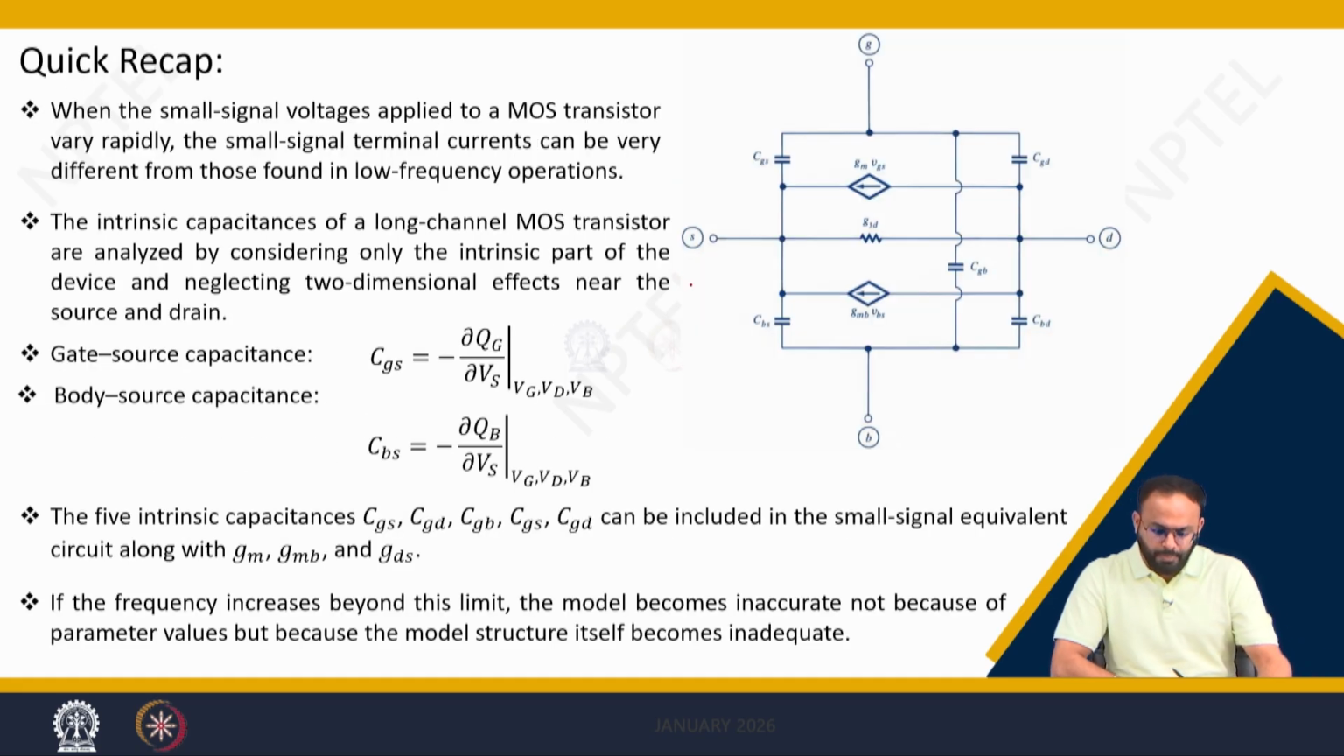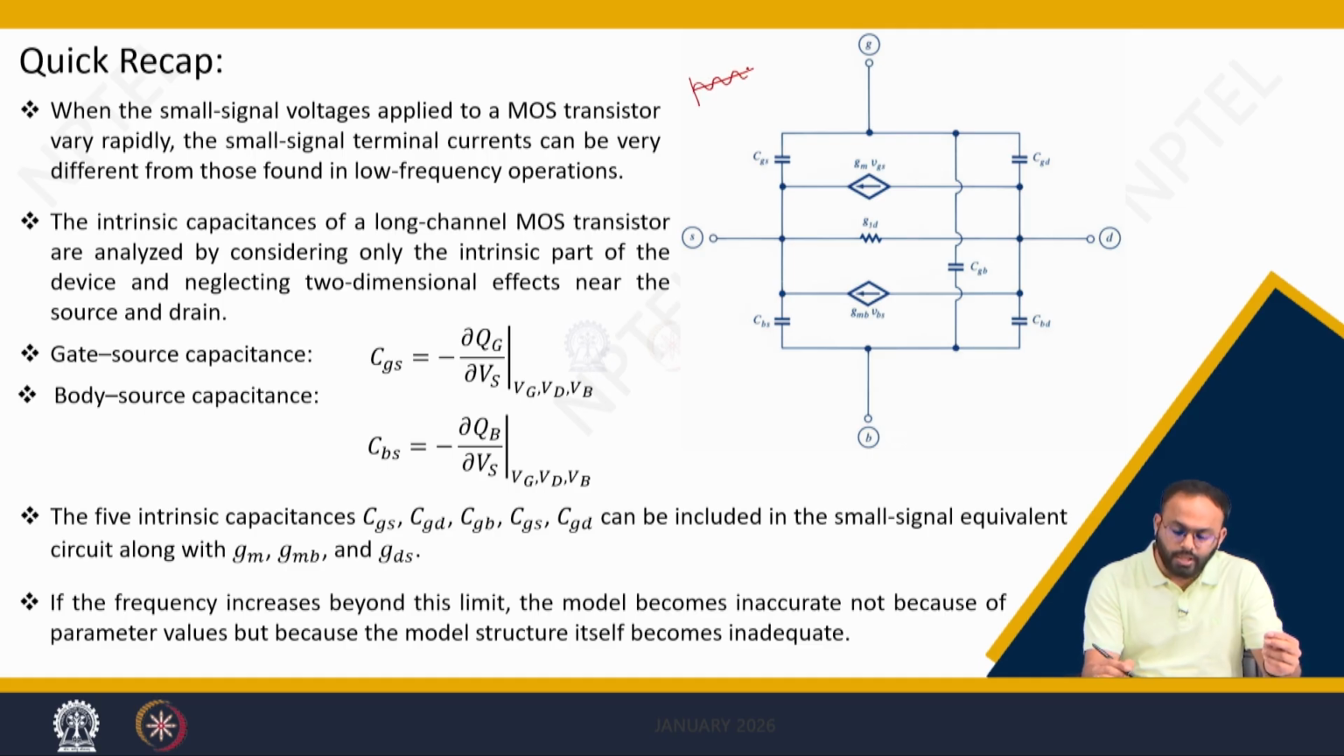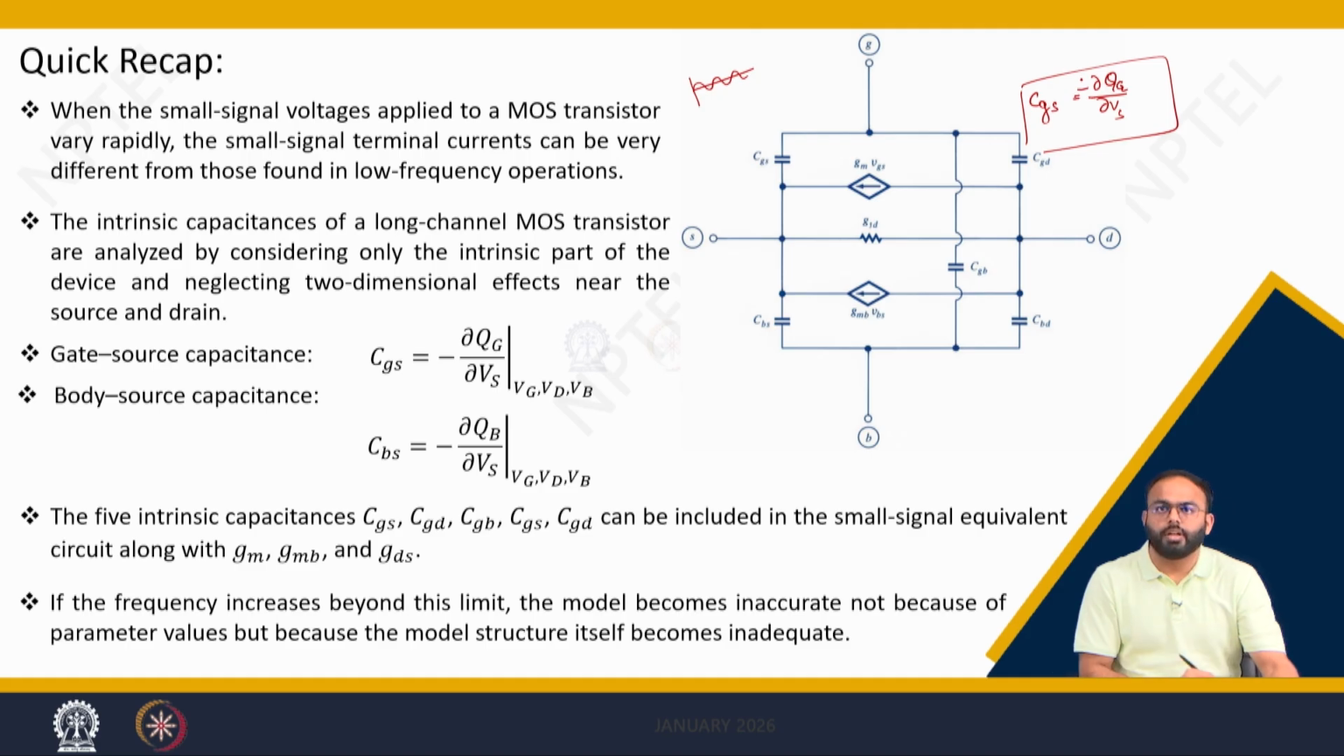Let us do a quick recap. In the previous lecture, we said that when the terminal voltage varies at medium frequency with a small magnitude, there will be a charge storage effect. Because of the charge storage effect, we can simply reflect the change in the charge with respect to the change in the terminal voltage as capacitance. We said that this is very important when you are deriving the small signal model for a MOSFET.